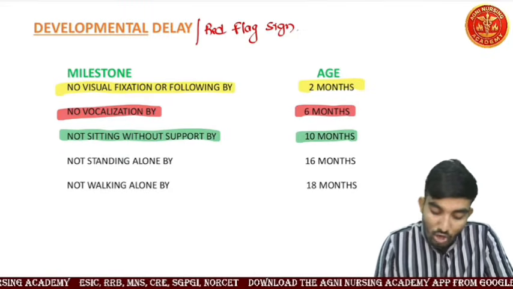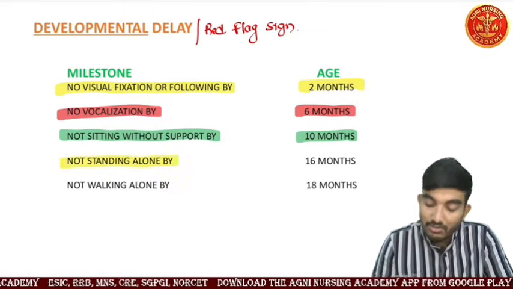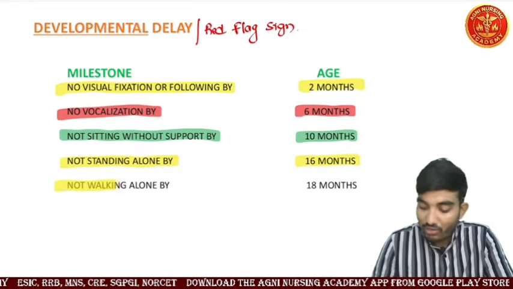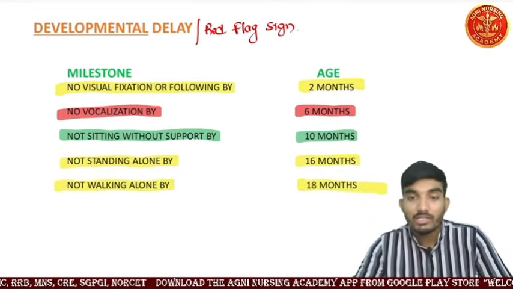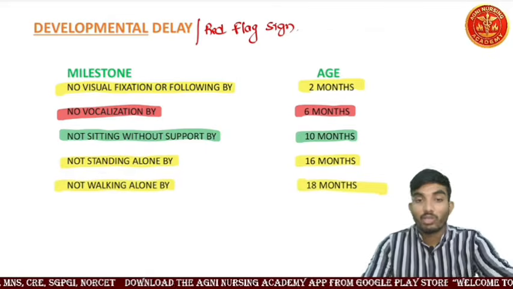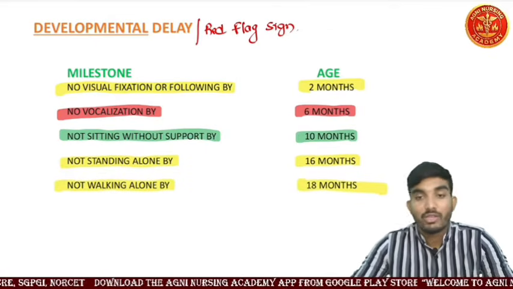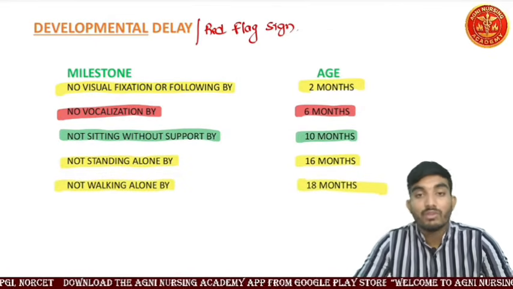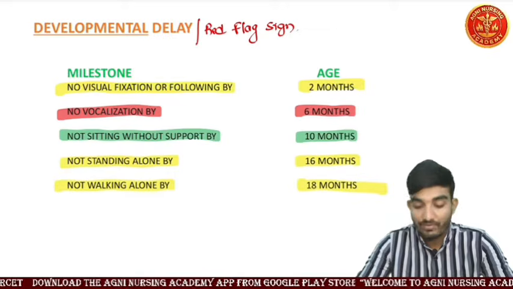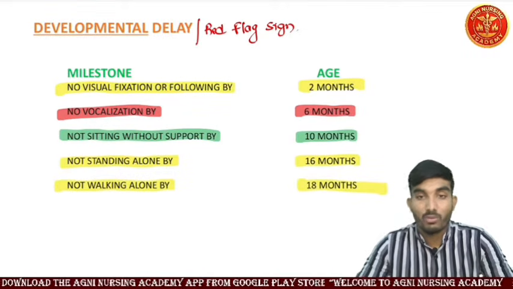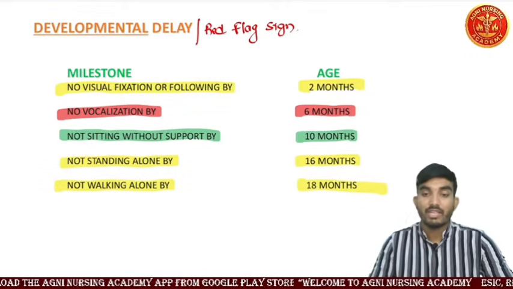And not standing alone by 16 months, and not walking alone by 18 months. Up to this age also, if growth and development is not proper, we'll call it a developmental delay, and afterwards only we'll call it an abnormal thing. Up to this age we'll call it normal only. Okay, we'll see the next question.